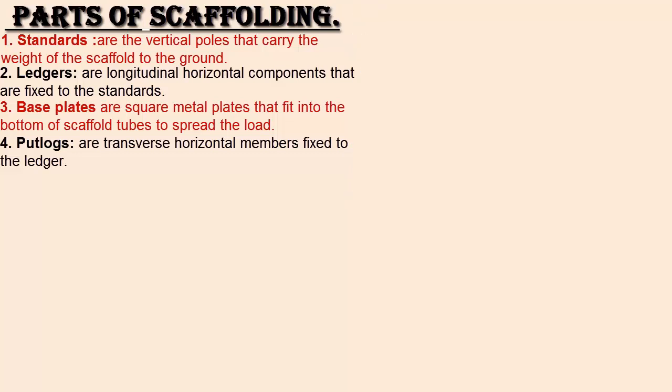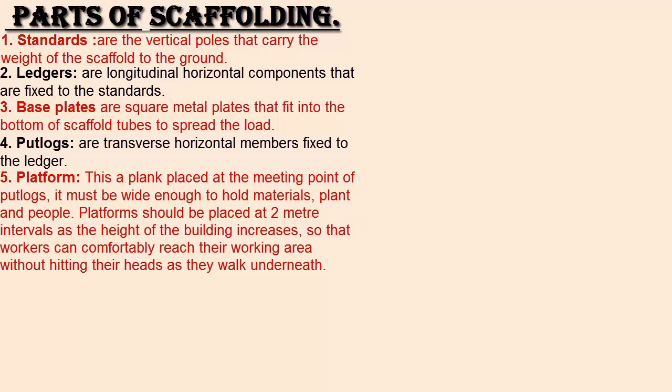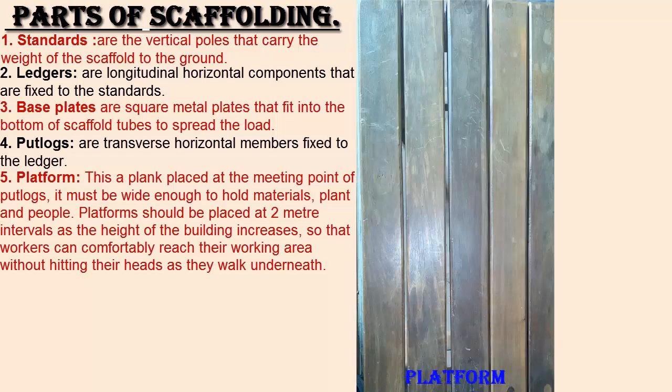What is the platform? When you come closer to a scaffold on a construction site, you will see there is a plank at a height, maybe 2 meters or above, where precisely they want to work. At that place where the putlocks meet, a platform is placed, a form of plywood, to hold the workman, the materials, and the tools. That is what is called the platform.